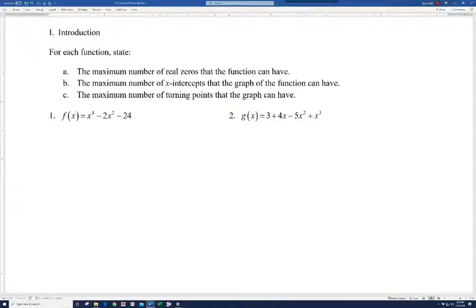All right, so in the last video we were talking about polynomials, and we talked about different features of polynomials, and really we laid the groundwork for what we're going to be doing in this section, which is graphing polynomials. So let me go ahead and put up our title here. So there's 4 problems I'd like you to do.